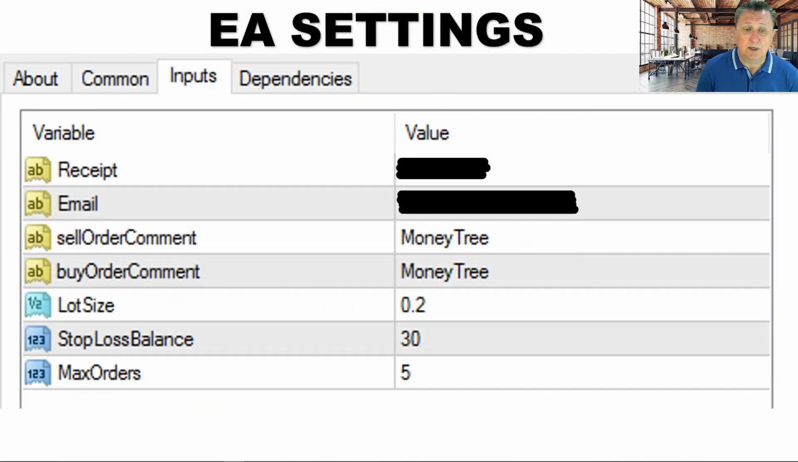So if you have a look at the settings itself, and these are the ones that we had ever since the beginning, we can see again that the lot size we set up was 0.2. Stop loss balance is basically 30% of the overall balance that you are trading. And we had max orders set at 5.